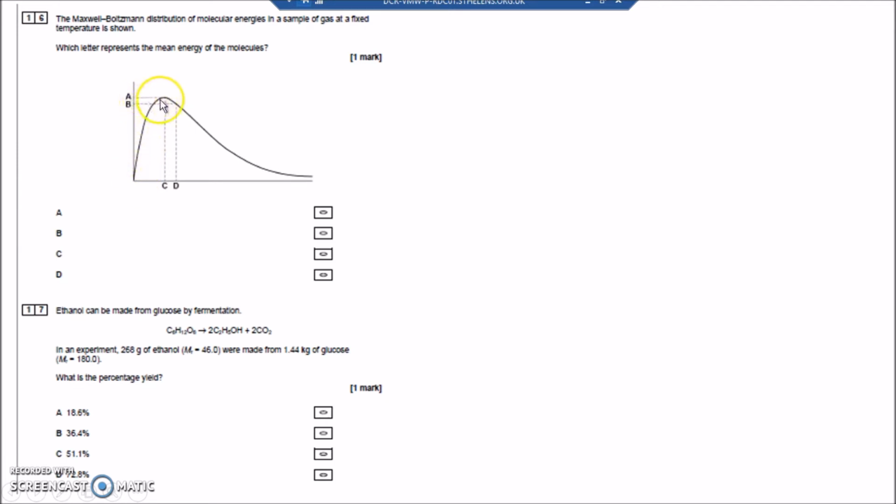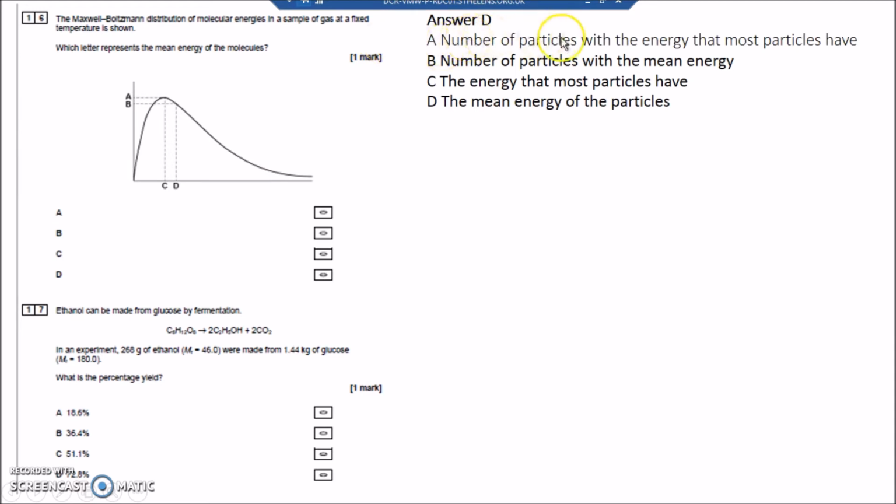A is the most number of particles at energy C. So A is the number of particles of the energy that most particles have. That's number of particles. C is the energy that most particles have.